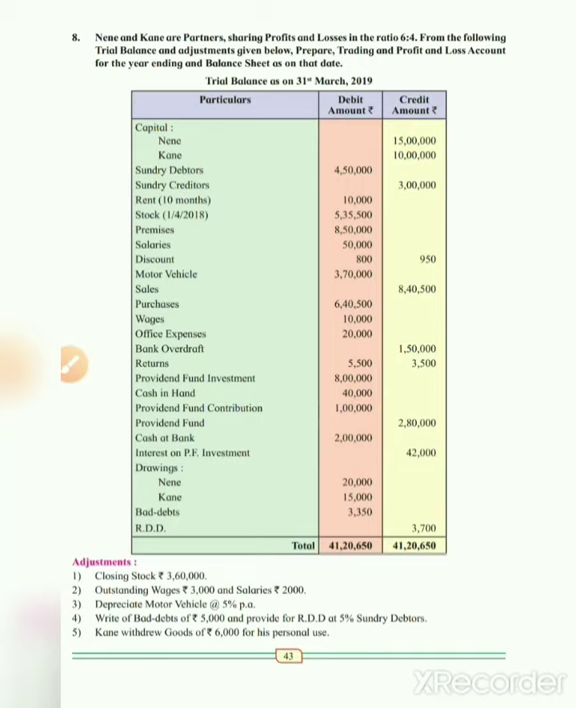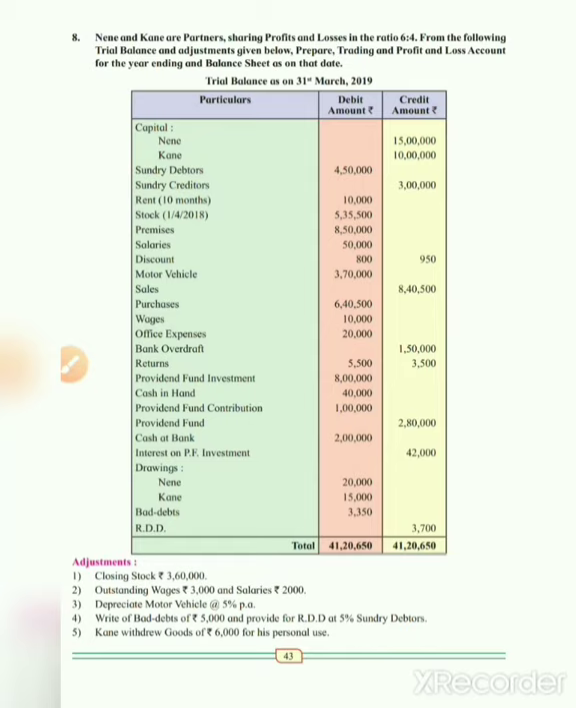Next, bad debts. These are the bad debts given to us. These are the old bad debts. Will be written on debit side of profit and loss account 3,350. And RDD, last item, it is also old RDD. Hence, it will be deducted from new RDD, that is 3,700.